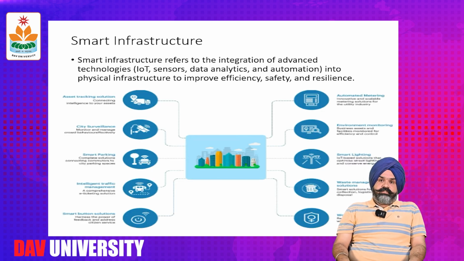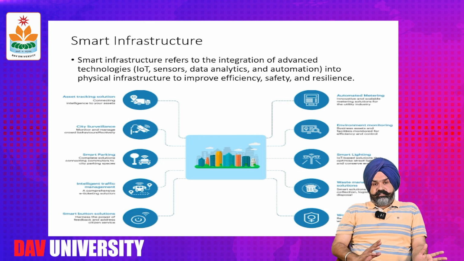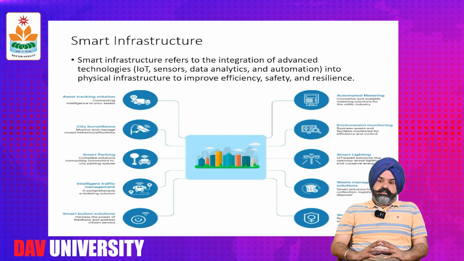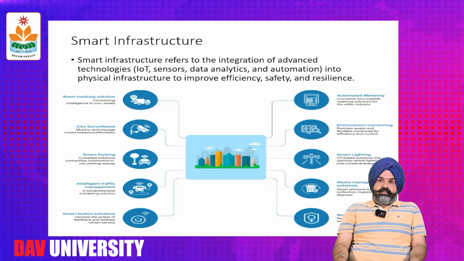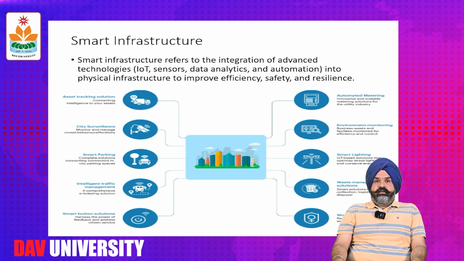Now coming to smart infrastructure. We have discussed resilient infrastructure, resilient structures, and slope stabilization techniques and methods. In 2026, this is the most important goal given by the UN. Smart infrastructure refers to the integration of advanced technologies like IoT, sensors, data and analytics into the physical infrastructure to improve efficiency, safety and resilience.